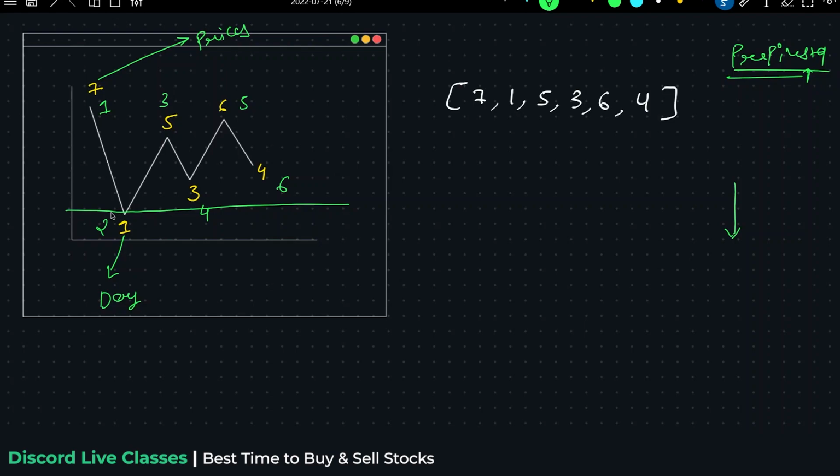And which day will I be selling? Sir, we can buy on all days and sell on particular days. Could you please say it loud? I'm not able to hear you properly. We can sell on the day with the maximum price, like the fifth day. Why can I not sell on the first day?